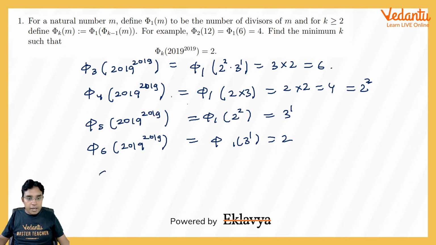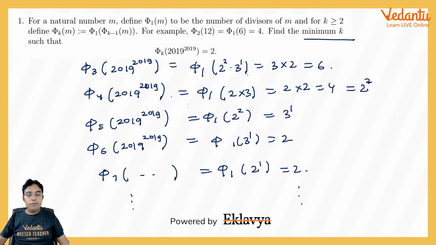Now if you again do this and find phi 7 of this, it will be phi 1 of 2, because 2 is also a prime number, it will again be 2. So if you keep on doing this, you will always get only 2 as the answer, but they are asking for the minimum k. So I think the minimum k for this question would be 6. So the answer for this question is 6.